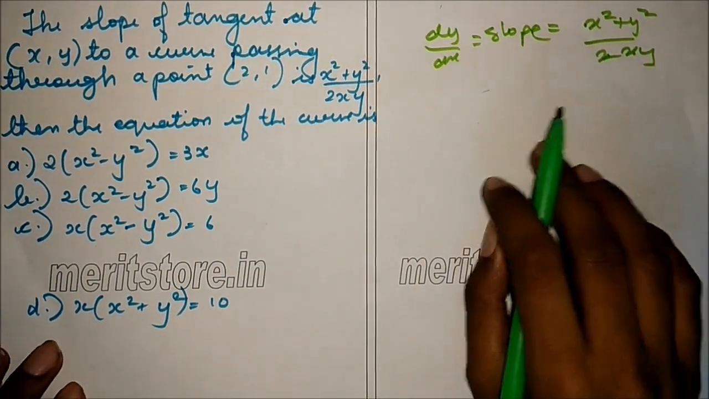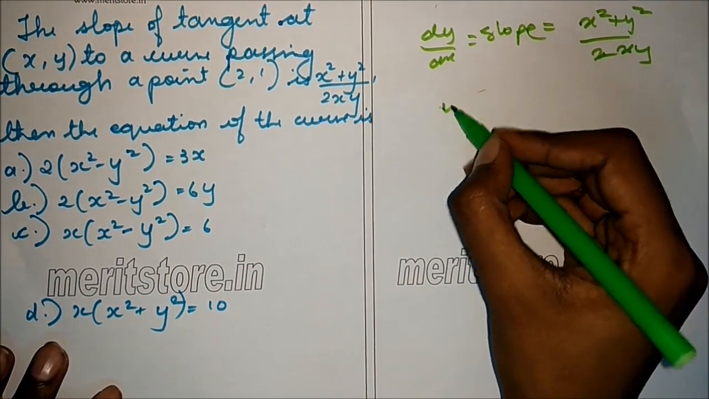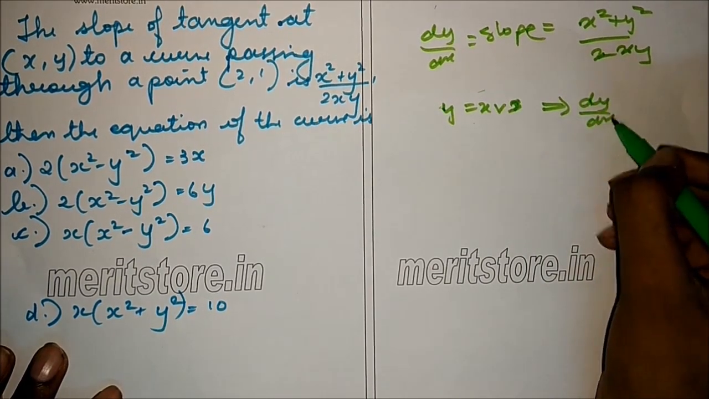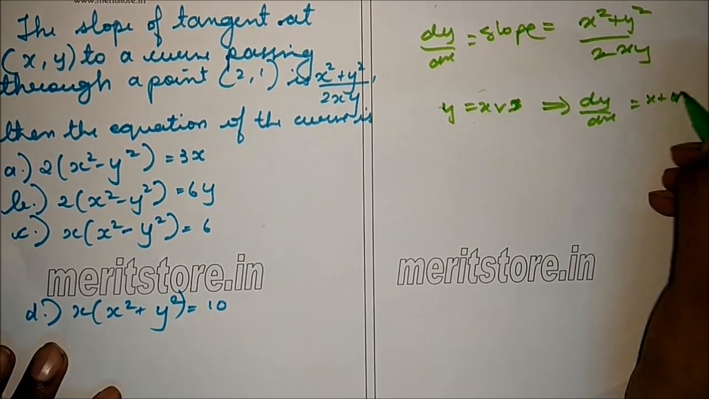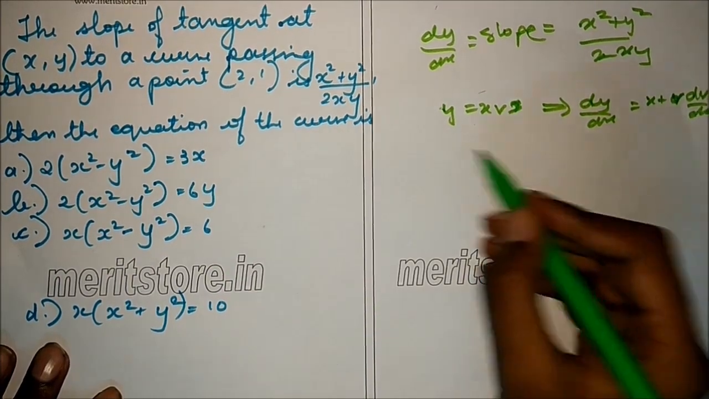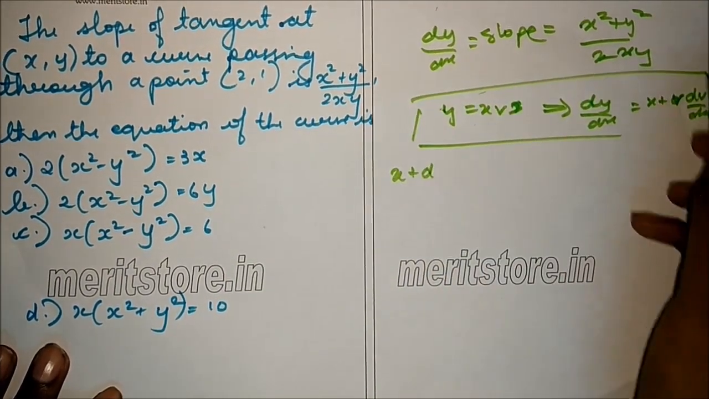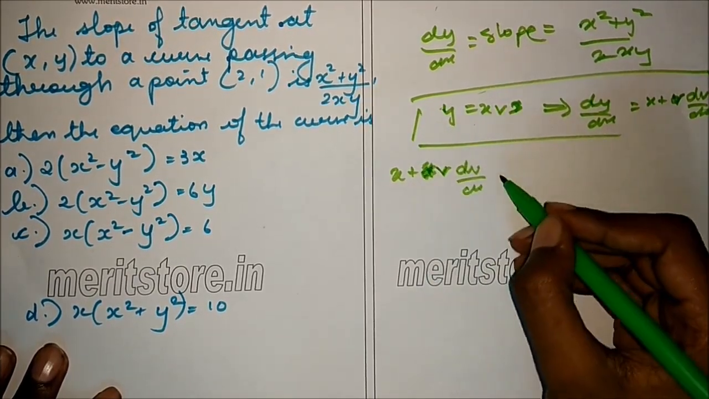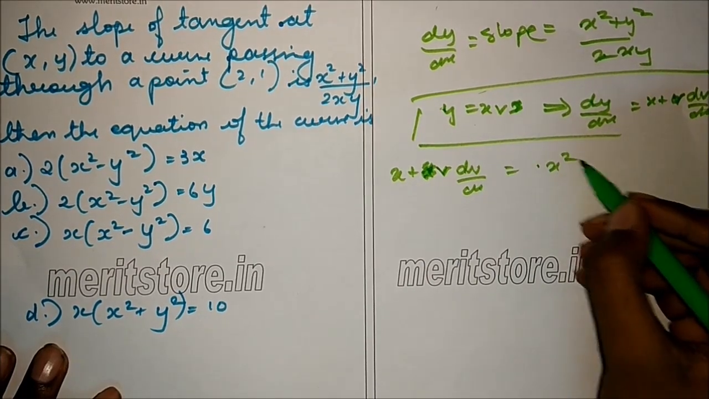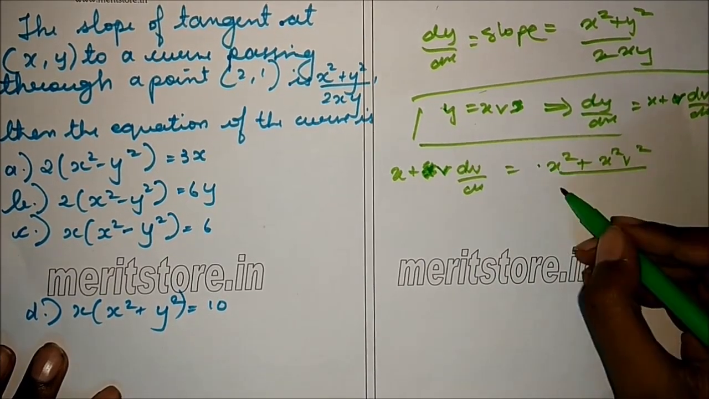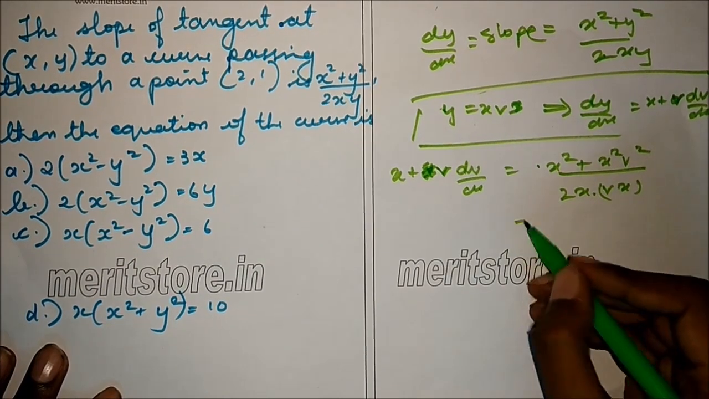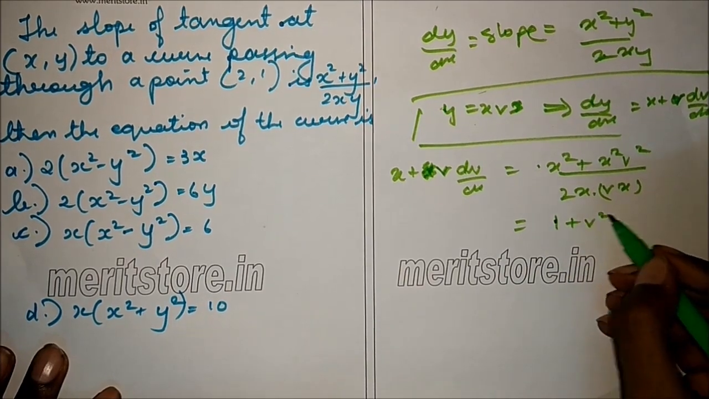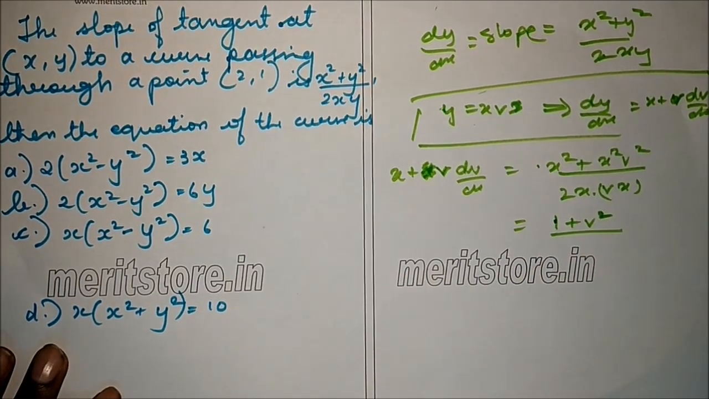So first we'll solve this differential equation. For this, put y equals vx. So dy by dx will be x plus v dv by dx. So x plus v dv by dx will be equal to x square plus x square v square divided by 2 into x into vx. So this is equal to 1 plus v square divided by 2v.